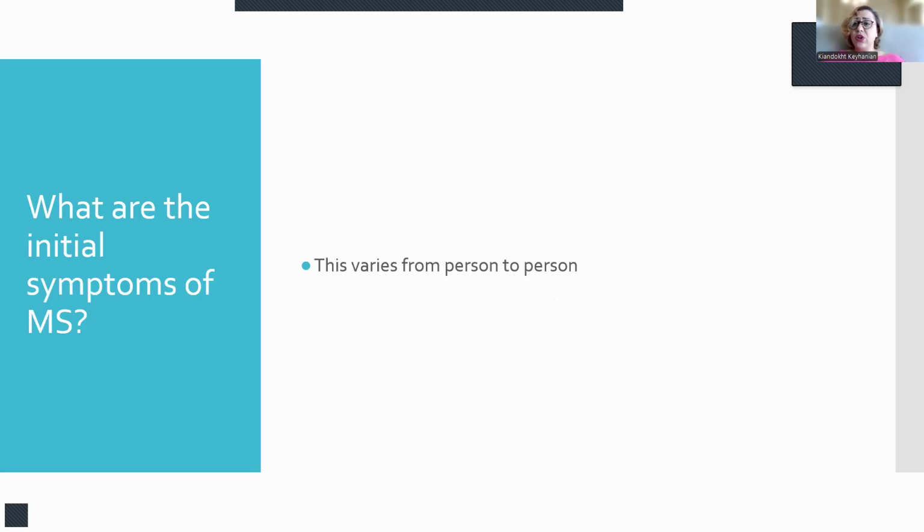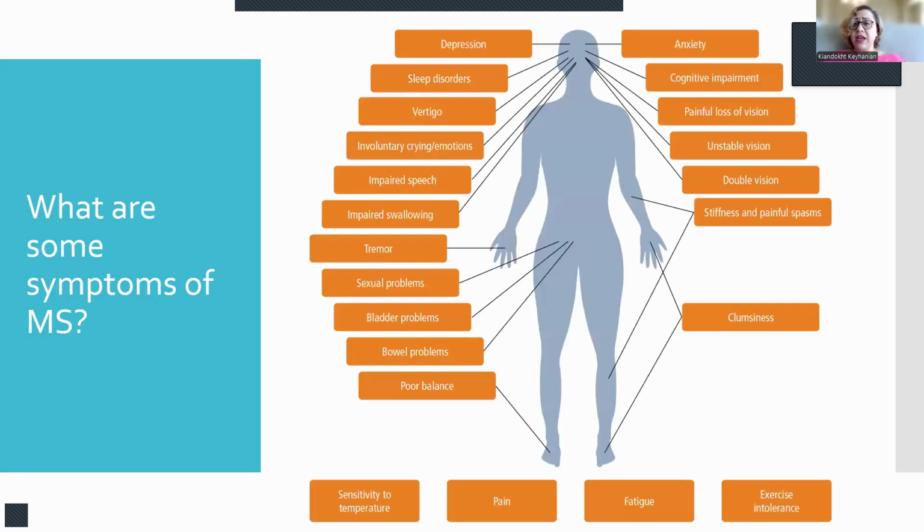So, what are the initial symptoms of MS? It varies from one person to another, so it can be lots of symptoms. I know there are depression and anxiety. There are lots of people with depression and anxiety. We usually don't diagnose people with a first attack of MS based on depression and anxiety. Lots of us have sleep problems.